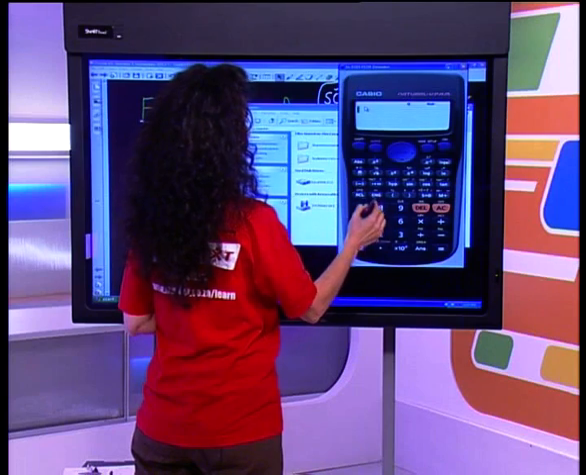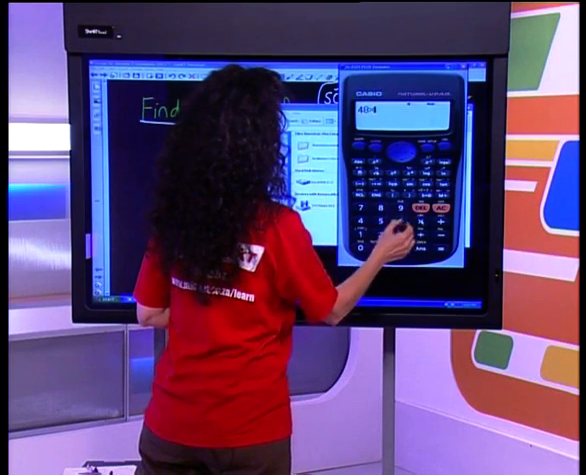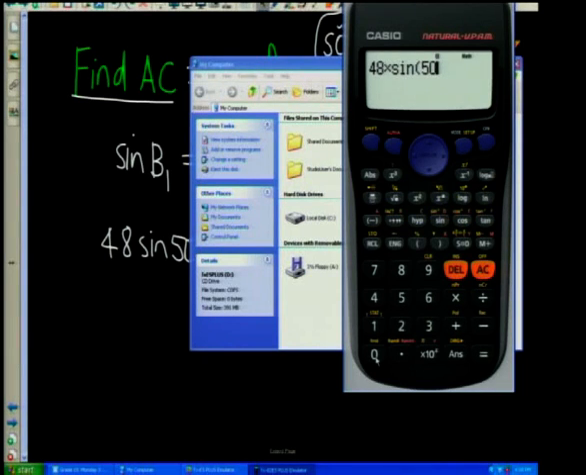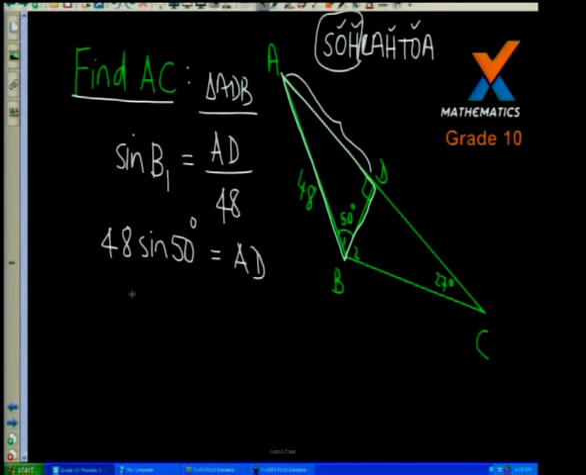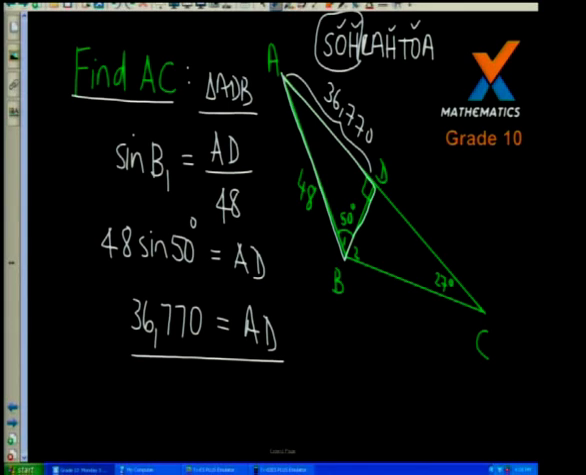Right, so we've got 48 times sine of 50, and that gives us 36.770. Okay, so that's AD is equal to 36.770. So this length here is 36.77. Now, if we go on to ABC or DBC, we would now have, let's use this one, got that length there.